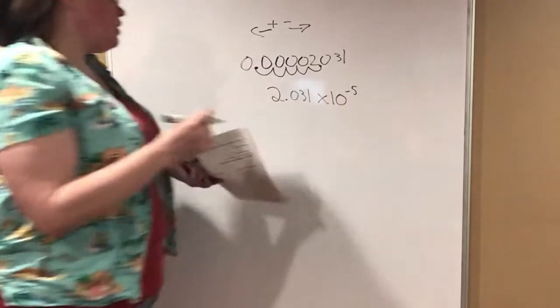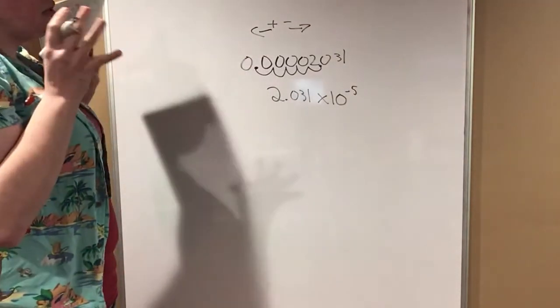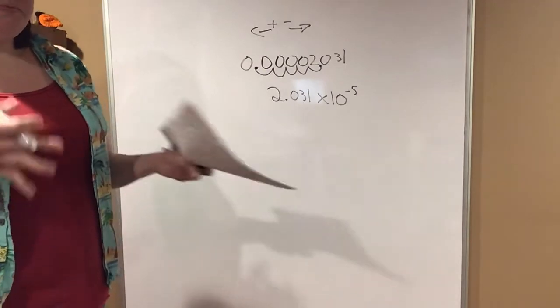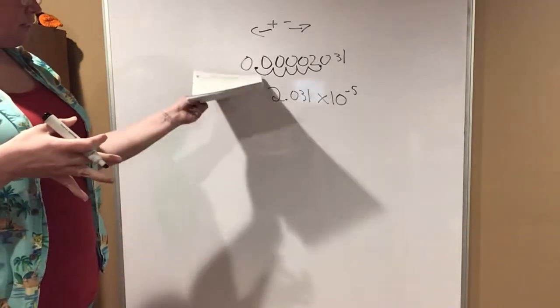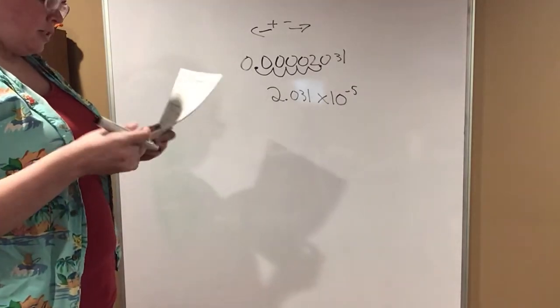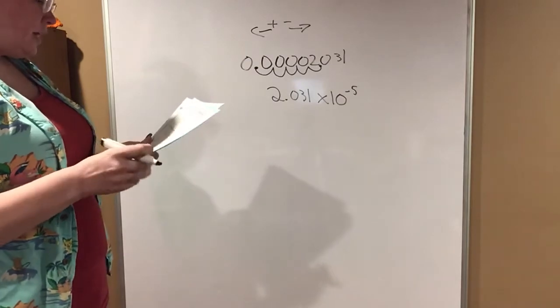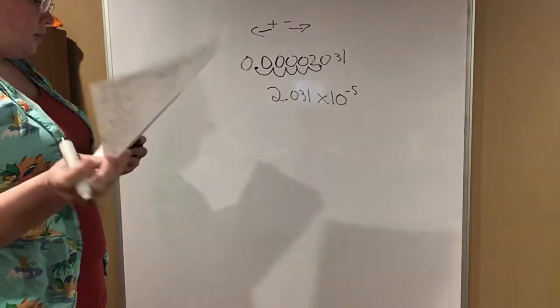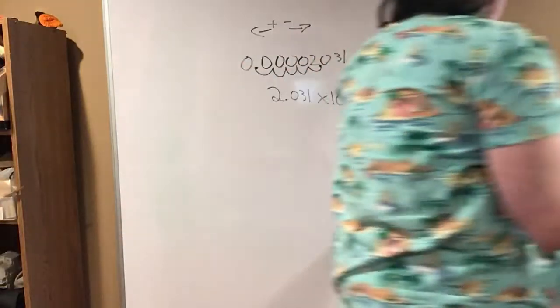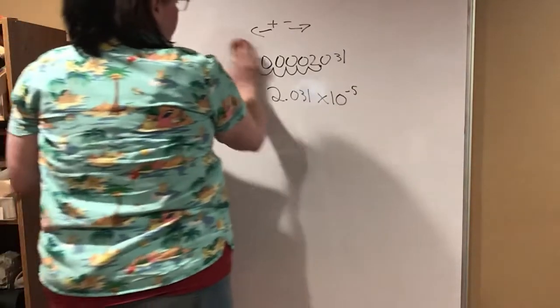So now I've written that problem into scientific notation. And that looks a little simpler than this one, right? So that is how we move things into scientific notation. It's relatively simple. So now we're going to learn how to add and subtract with scientific notation. This is where things get a little bit more complicated.